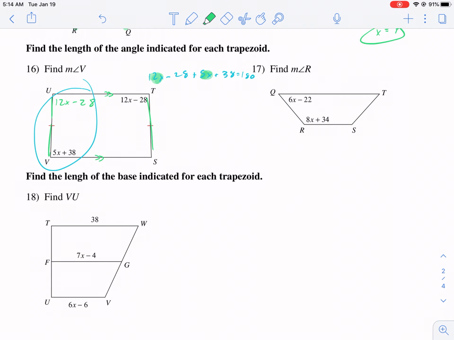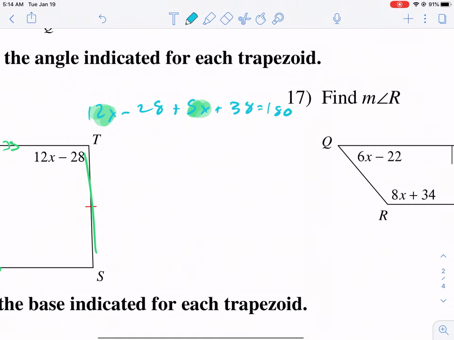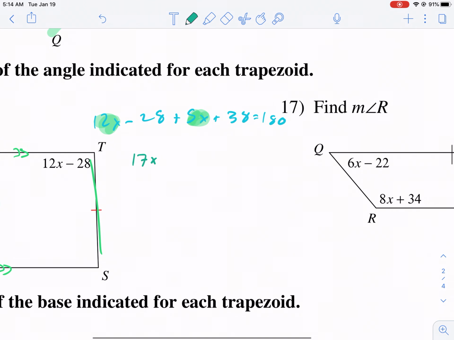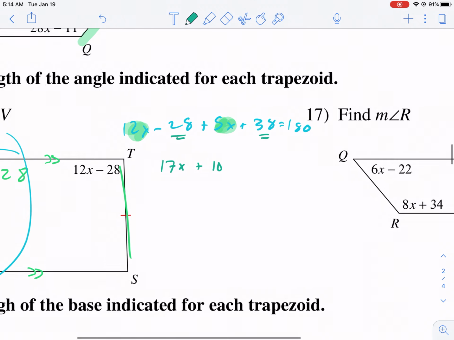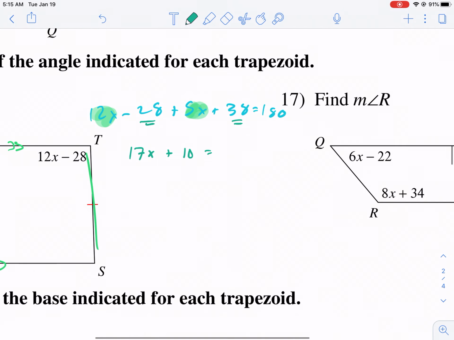We have these two that are the same. So we have, let me combine them, 17x, right? 17x. Then we have these two that are the same. Plus 10. Yep, plus 10 equals 180. We're going to subtract 10 from both sides. We get 170 equals 17x. Divide by 17. And we get x equals 10.